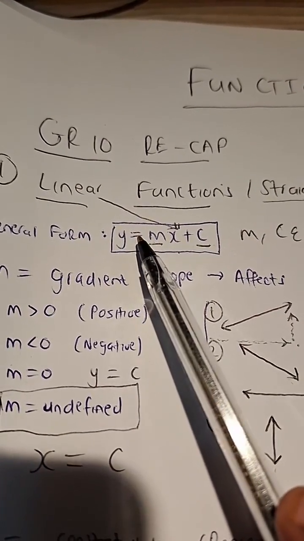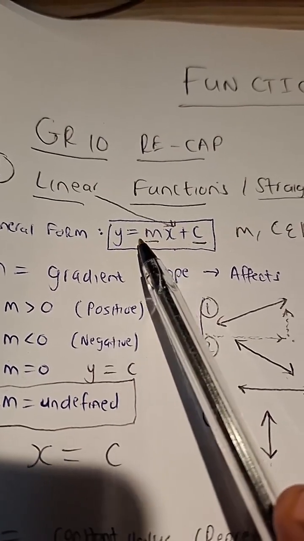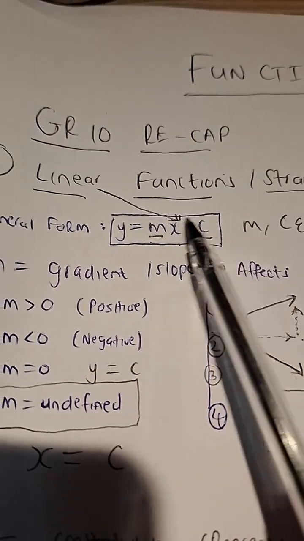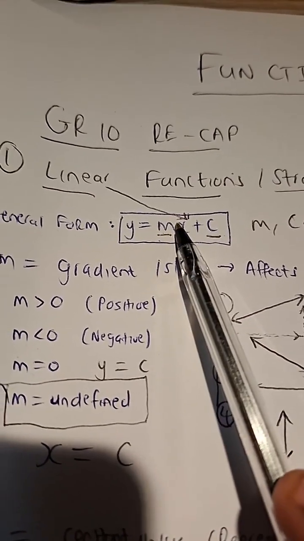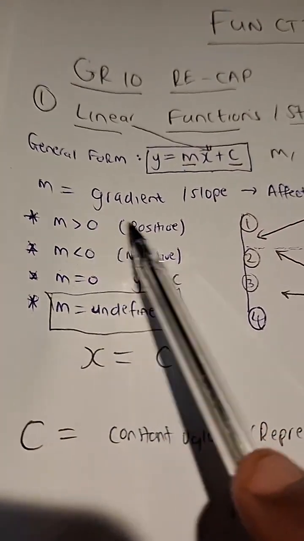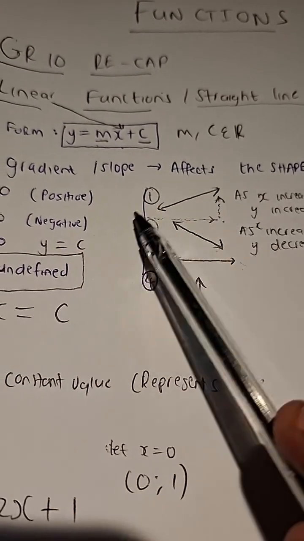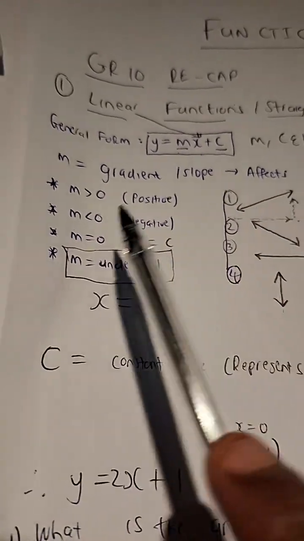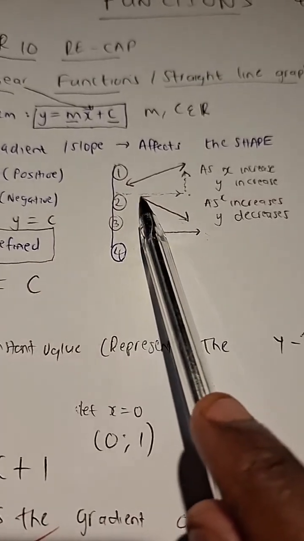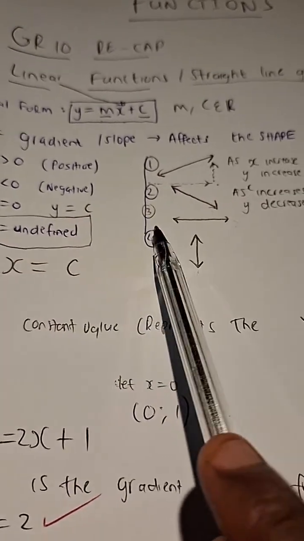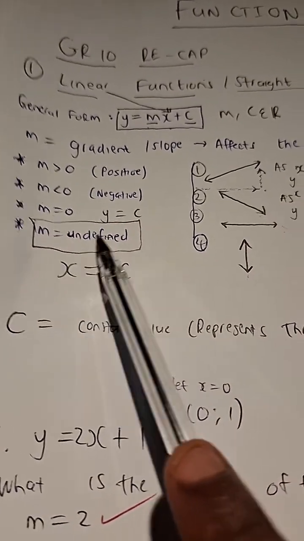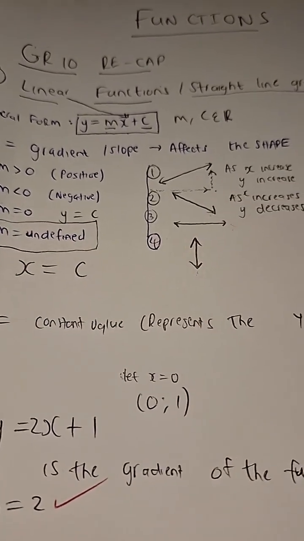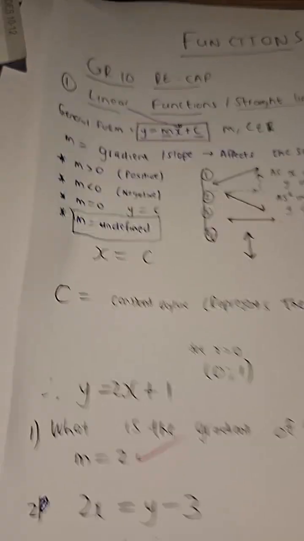So now we know for a fact that in this standard form, general form, m really does stand for gradient. If the gradient is positive, we are expecting a function that is increasing like this. If the gradient is negative, we are expecting a function like this. If the gradient is 0, we're expecting a function that's horizontal. If the gradient is undefined, we're expecting a vertical one. Right, okay, nice.